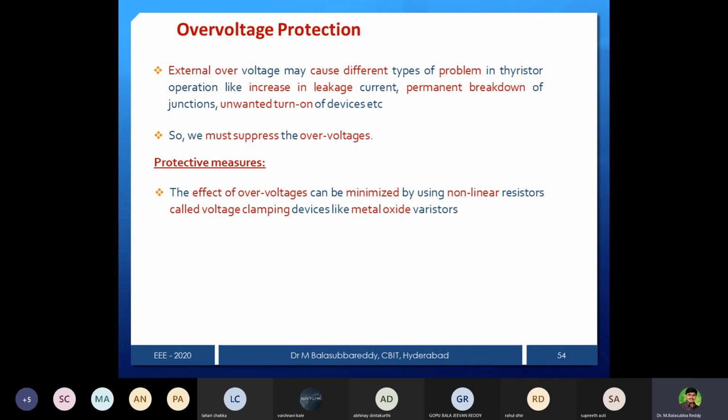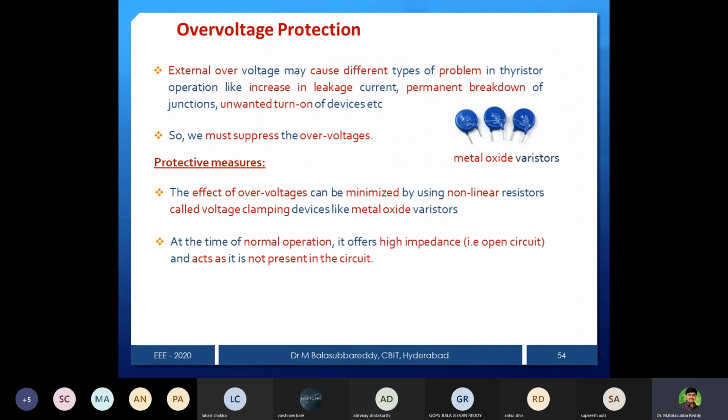So with non-linear resistor operation, we can see that it will clamp the voltages. The voltage clamping devices in metal oxide form are what we call varistors. I will show that device. You connect these non-linear resistors, and once the voltage goes beyond the normal operation, they offer high impedance, nothing but an open circuit.